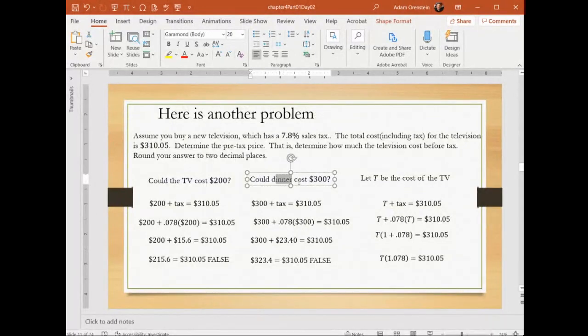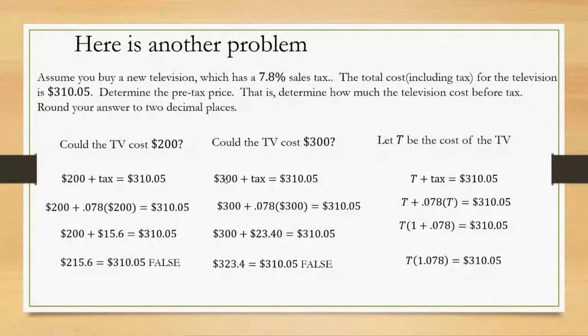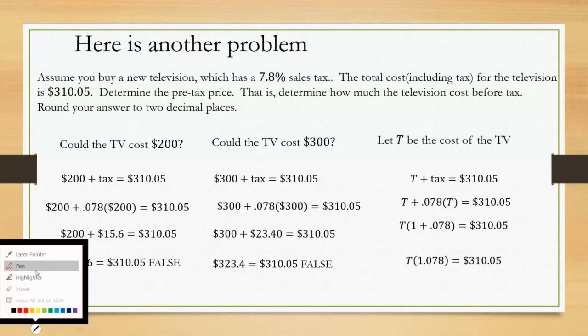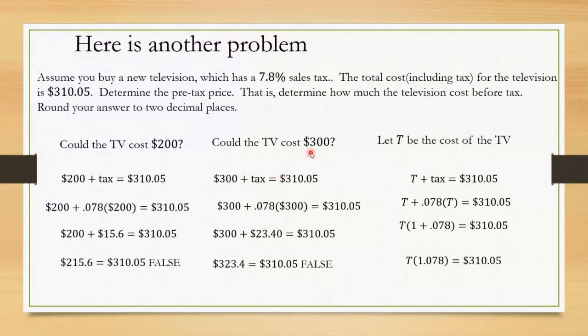Could the TV cost $300? Good. Sorry about that. Well, if it was $300, then we would have $300, right? That's the cost of the TV. And if you add on the tax, you would have to get $310.05. That's what we would have to get. Okay, and again, this is before tax, right? That's what we're trying to figure out.